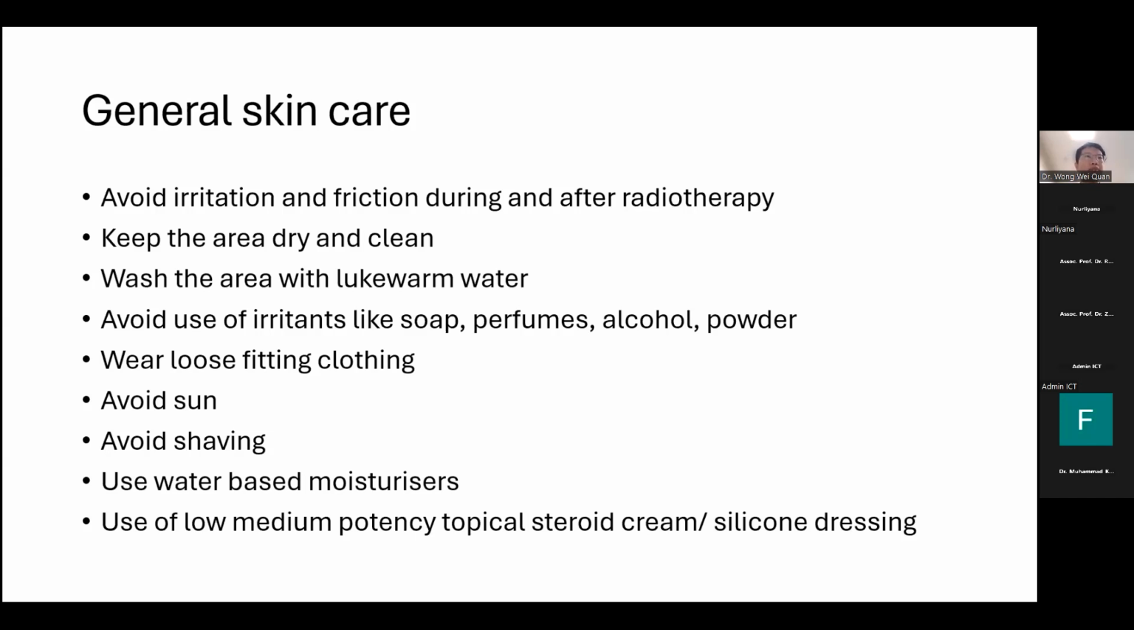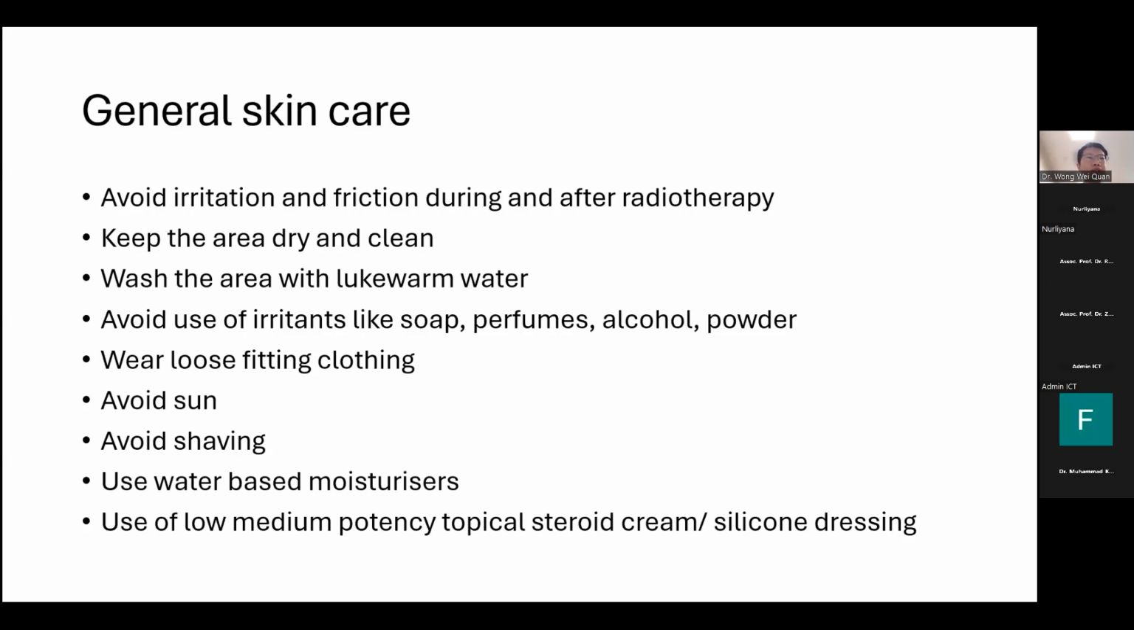So we tell them to avoid irritation or friction to the treated site during and after radiotherapy. And this should continue all the way until their skin has recovered. They are advised to keep the area dry and clean, not to rub or scrub the area, but to dab dry with a towel. They should wash the area with lukewarm water, not hot or cold water, and they should not apply soap, perfumes, or alcohol rubs, or maybe baby powder to the site where radiation treatment is received.